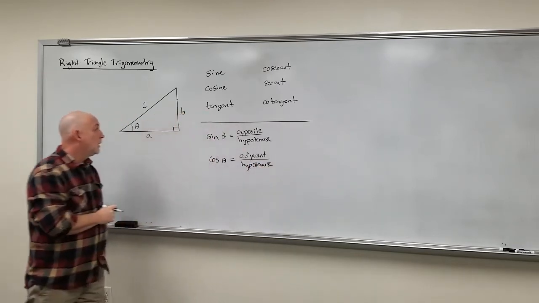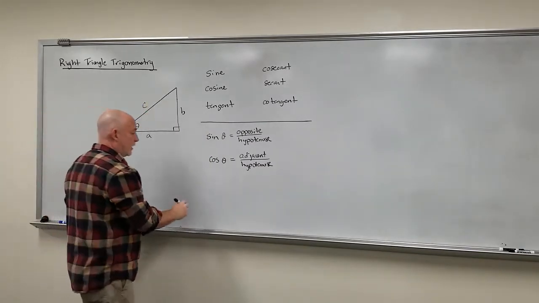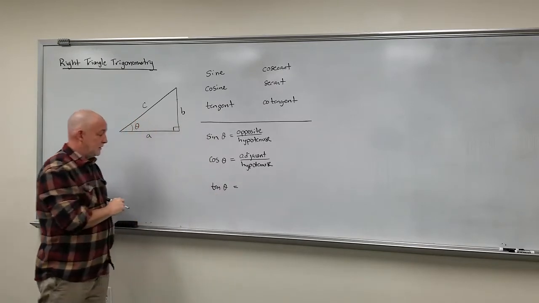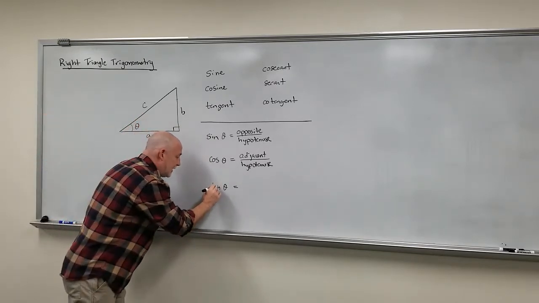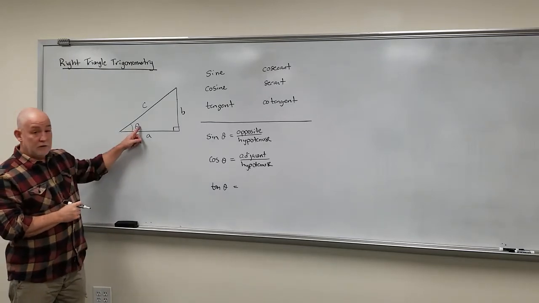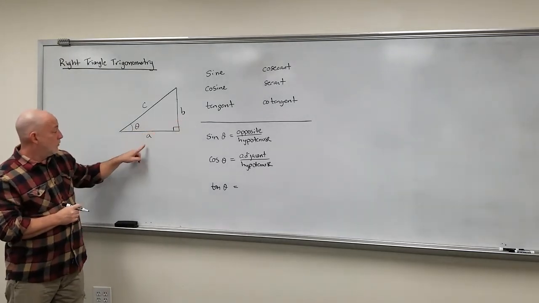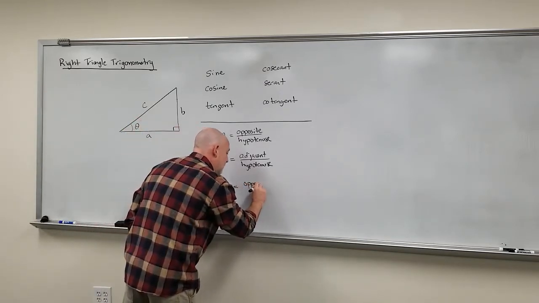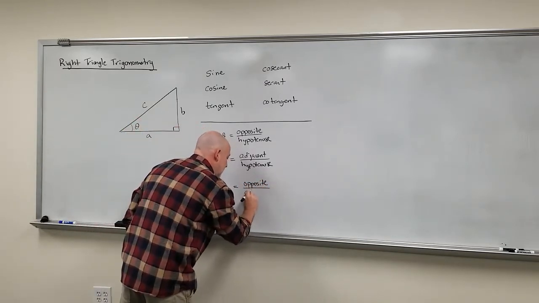And our last one in the first column here is our tangent function, which we abbreviate tan, T-A-N. I guess it looks like an O, but it's a T-A-N for tangent. So the tangent of theta is going to be the opposite side over the adjacent.